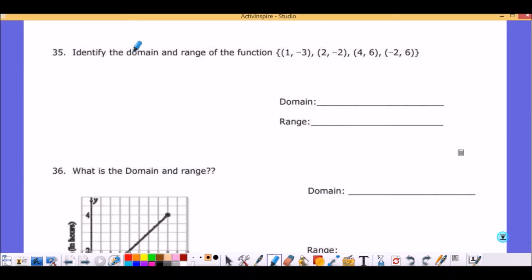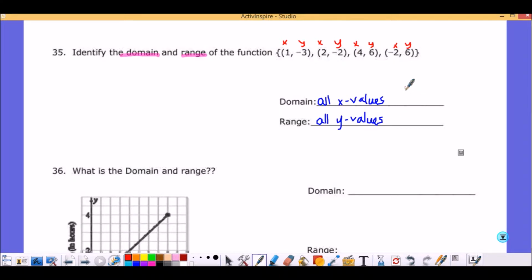Alright, so in problem number 33, we want to find the domain and the range. So do you remember the definition for domain and range? Remember, the values for domain are all the x values, and then remember the range are all the y values. Alright, so what we're going to do is take a look at each of the ordered pairs and label my x and y's. Alright, and then now we're going to isolate them.